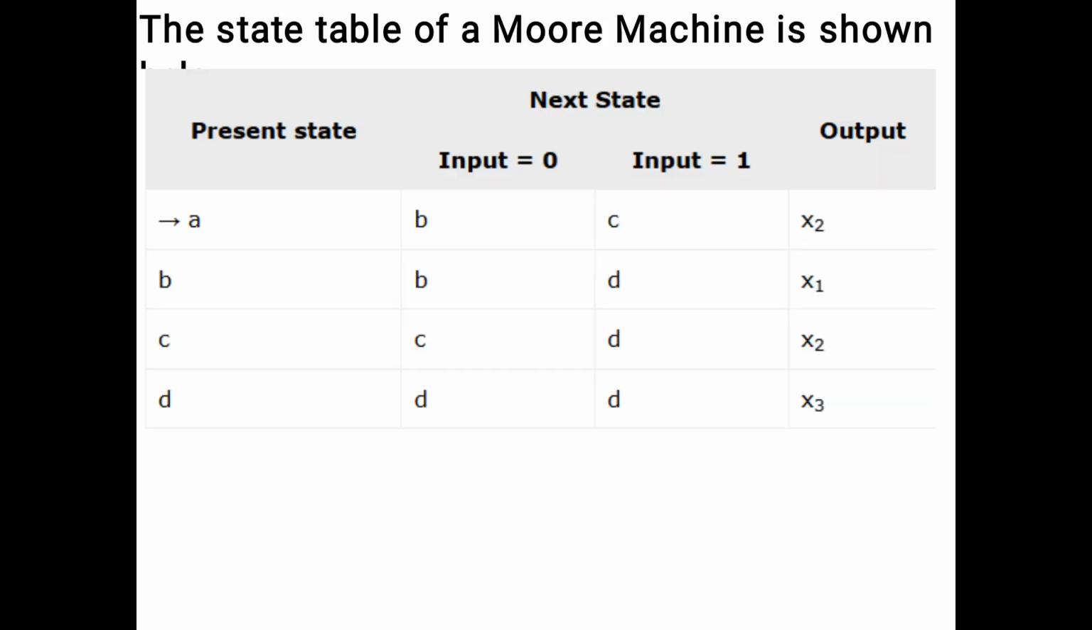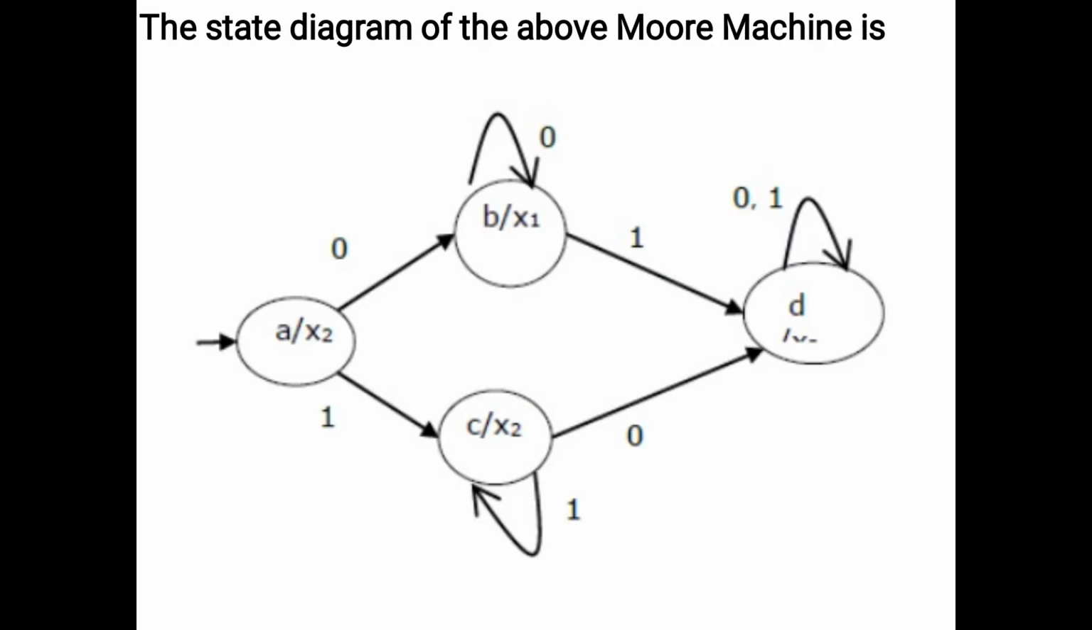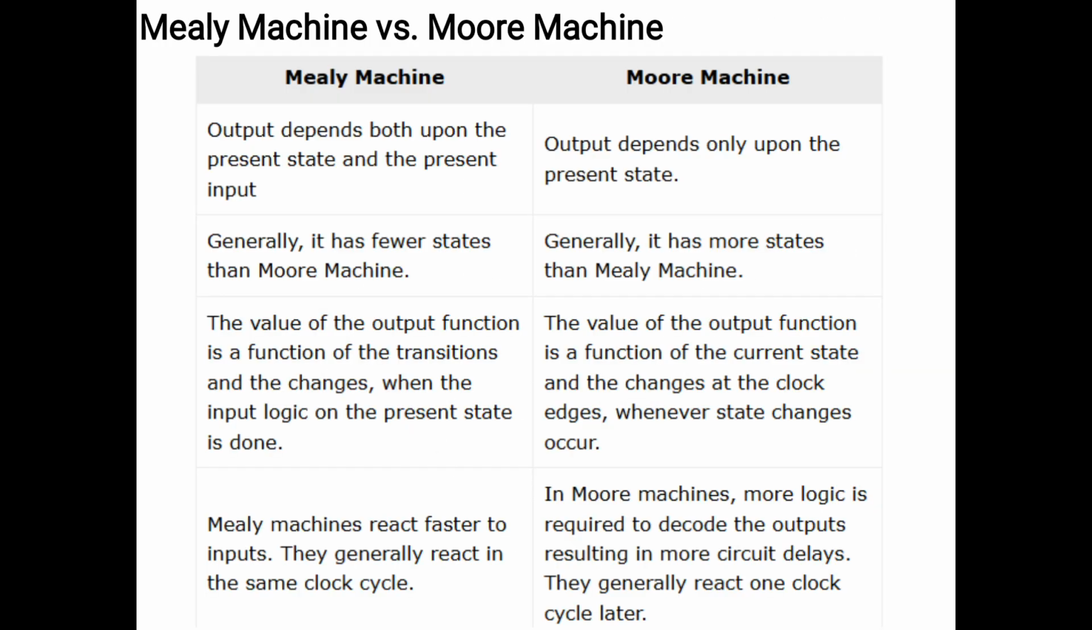So same like Mealy machine, we can represent the state table for the Moore machine with present state and next state for different input combinations and its corresponding state diagram. And let's see the differences between Mealy and Moore machine.